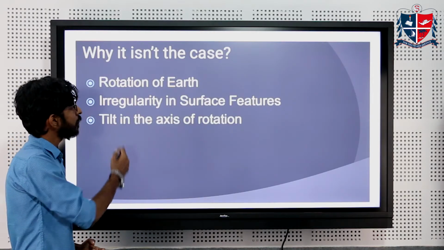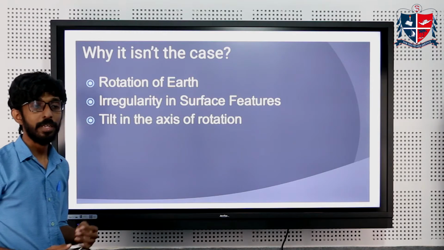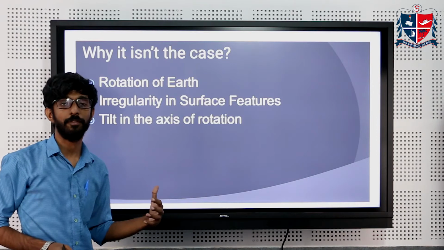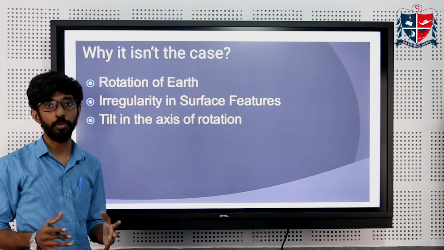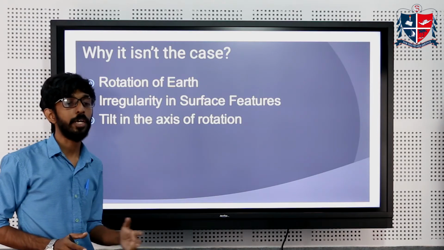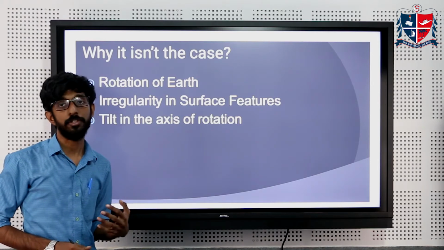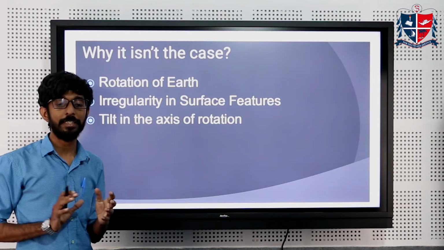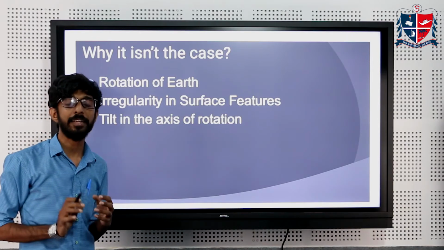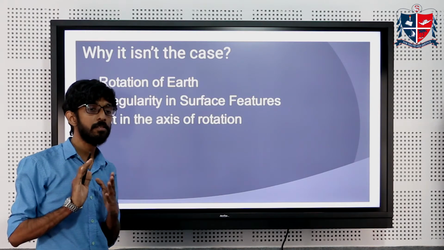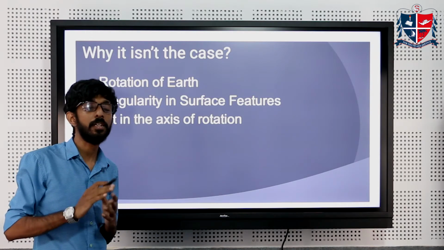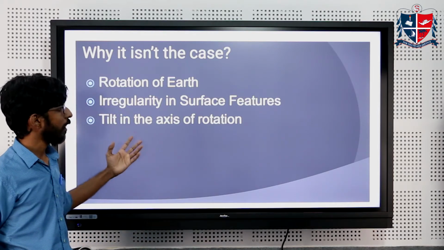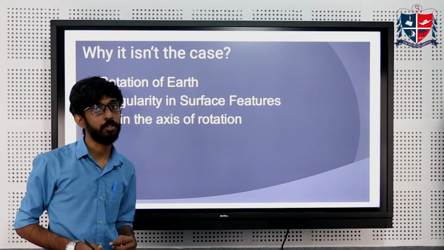The second thing is the irregularity in surface features. We know that the Earth is not uniform everywhere. We have mountains, we have deserts, we have oceans. So the surface of Earth is not uniform. That's one factor that we have to take into consideration when we discuss general circulation. The third point is the tilt in the axis of rotation. We know that the Earth rotates around an axis, and that axis is not straight, it is tilted. So the amount of sunlight varies. So these are the 3 points that make Sir George Hadley's assumption wrong.